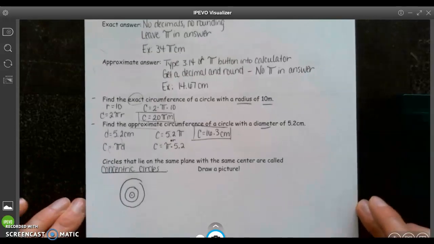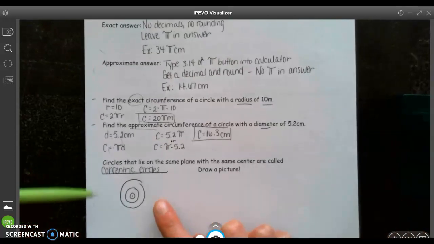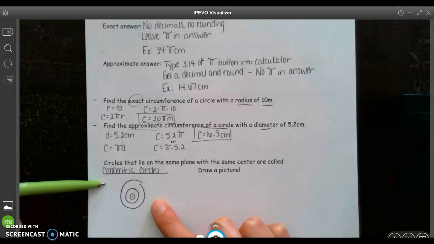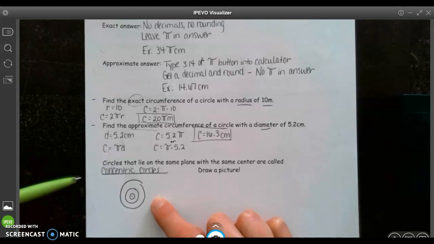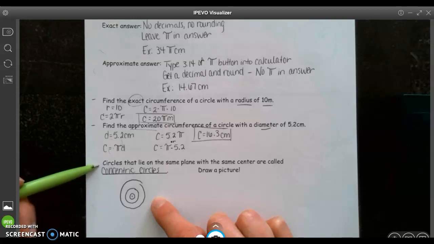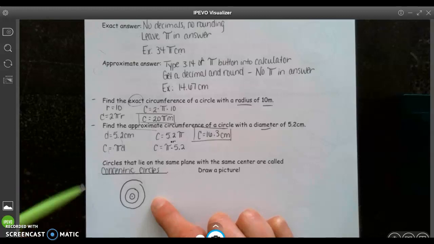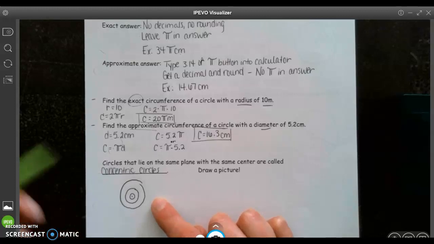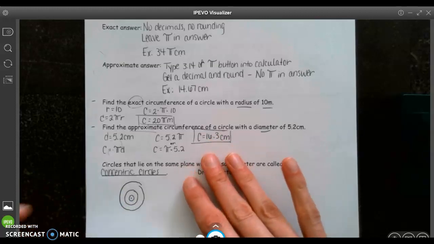We're going to start day 2 of circumference at the bottom here of the day 1 notes. This last statement at the bottom goes along with today's notes. So it says, circles that lie on the same plane with the same center are called concentric circles. Draw a picture, so it just looks like this. Think of a target sign or a dartboard, something like that.